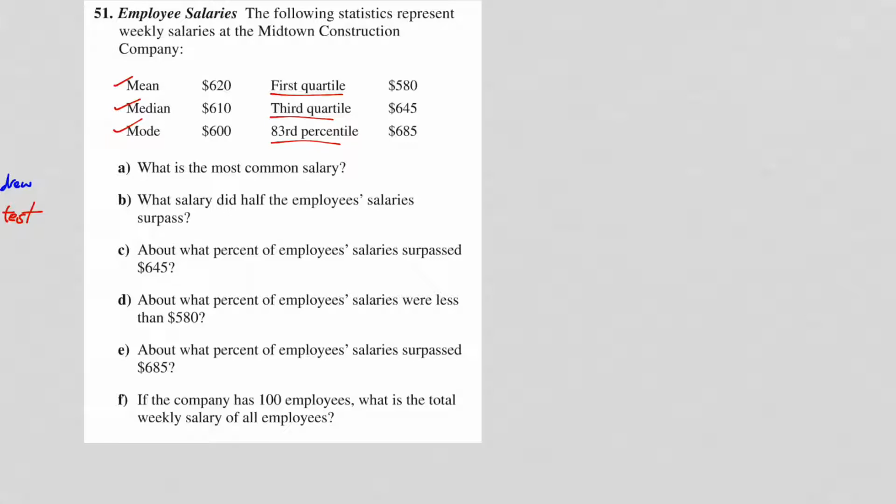Now, application questions. What is the most common salary? Okay, the most common salary. So most common translates into what? Mean, median, or mode? Okay, so if you remember from the definitions, that would be mode. Okay, so mode is going to be 600. Okay.